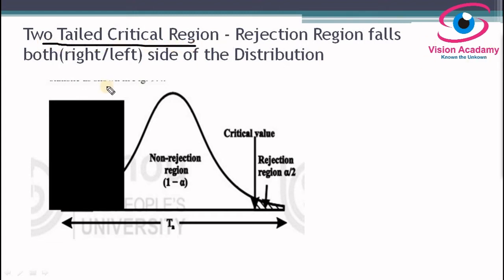In a two-tailed critical region, as I said already, the rejection region falls on both sides of the distribution. Both sides means right and left. So as I said, this block is the shaded area and this is the critical value, and on both the right side and the left side we are rejecting the null hypothesis. And again, this unshaded area is the non-rejection region. We obtain this by subtracting alpha from 1.